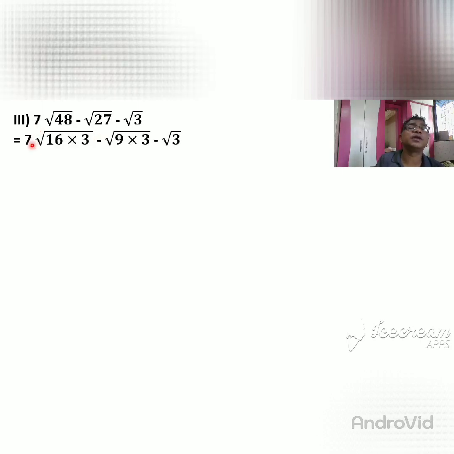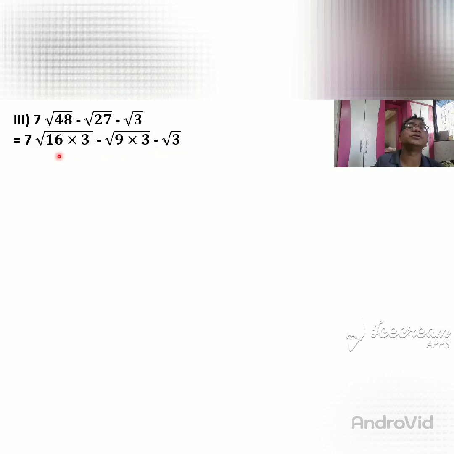So see, this 7 carries as it is. 48 can be factorized as 16 times 3. Why 16 times 3? Because the square root of 16 we know is 4. Any doubts? Then see, 27 is here. So 27 is factorized as 9 times 3. The square root of 9 is 3, so I write 3. Then root 3 remains as it is.